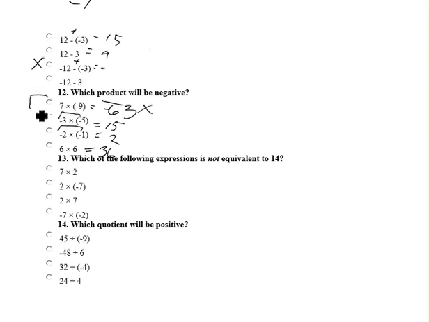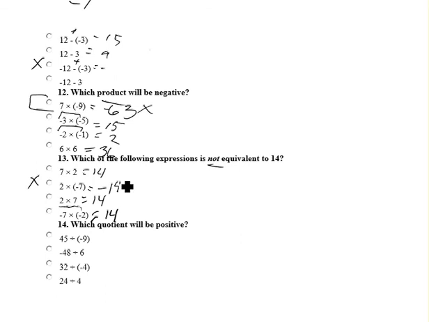Which of the following expressions is not equivalent to 14? 7 times 2 is 14. 2 times a negative 7. Signs are different, so your answer is going to be negative. It's going to be 14. So this is going to be our answer because 2 times 7 is the same as 7 times 2. And signs are the same, so the answer is going to be positive. 14. So there's our answer.